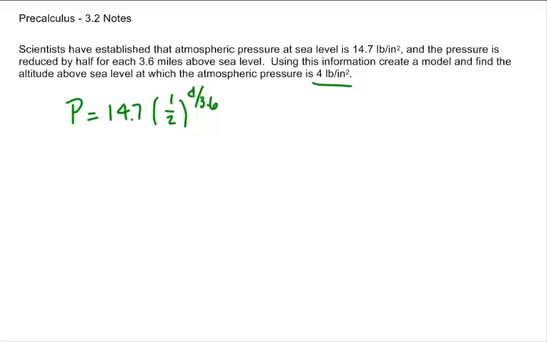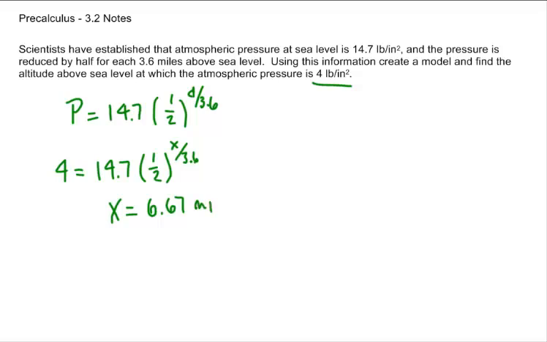So what we want to do is know where our atmospheric pressure is equal to 4. We're going to take that 4 for my pressure and set it equal to 14.7 to the 1/2 power, and then you would graph x over 3.6 as the exponent. And again, just like we did on the previous problem, graph this on your calculator, locate that point of intersection, and you'll see that our height is going to be about 6.67 miles above sea level.